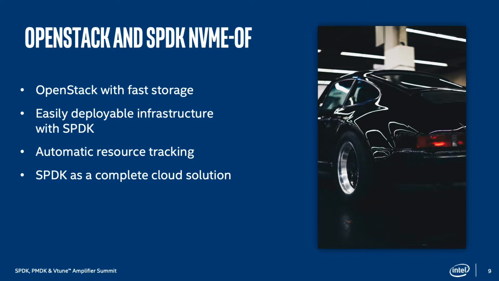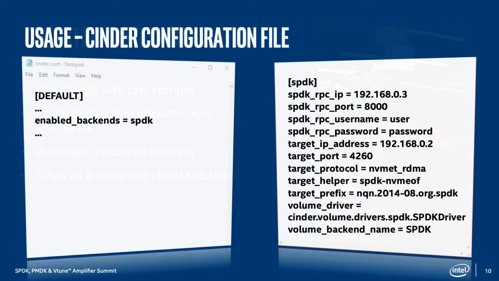So now we know what was done. So let's talk a little bit about how to use it. First, to use it, we have to configure Cinder. For that, we will edit the Cinder configuration file. In the default section, we need to enable the SPDK backend. We have to create a new section for the SPDK backend, where first we have to configure the management interface for SPDK.